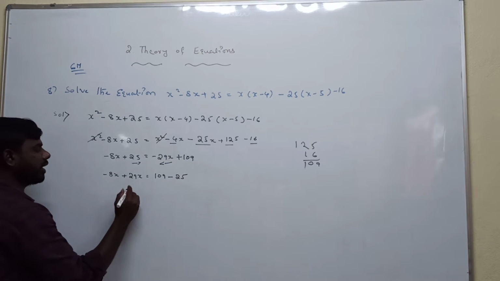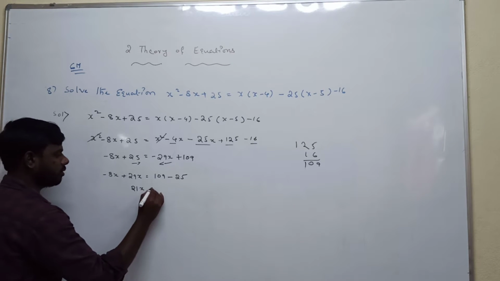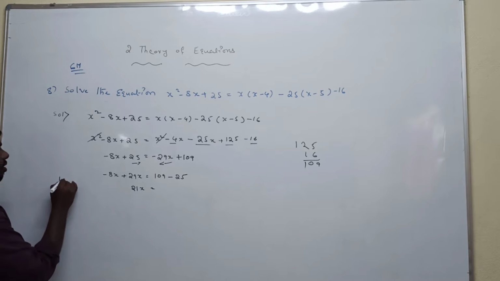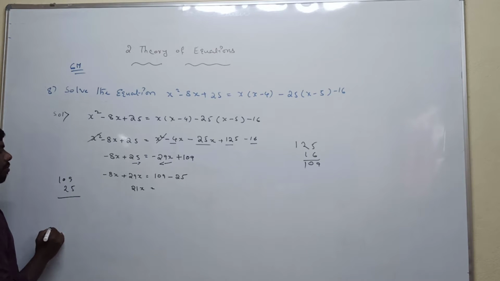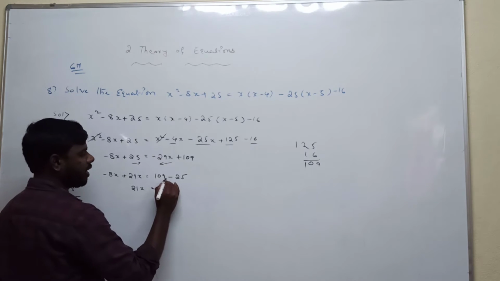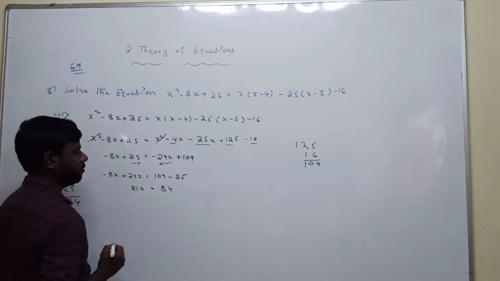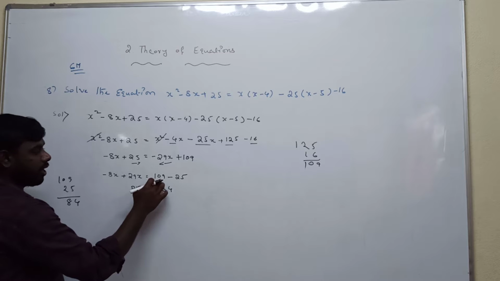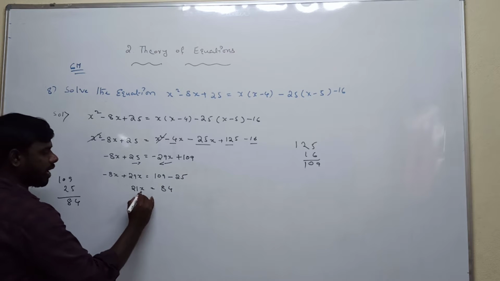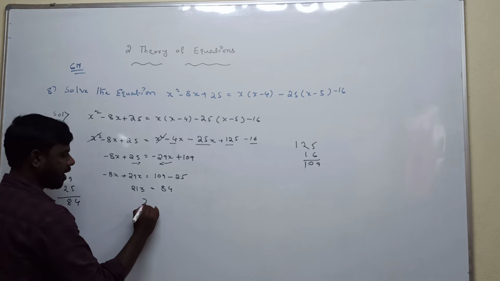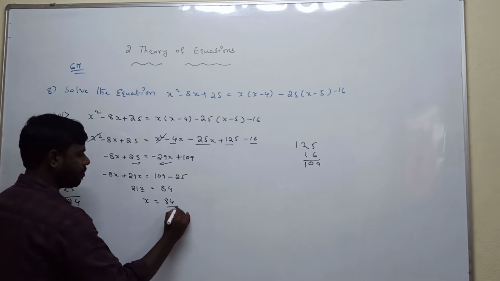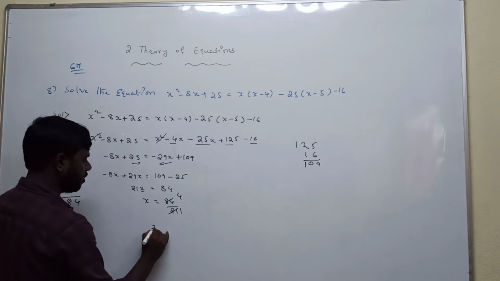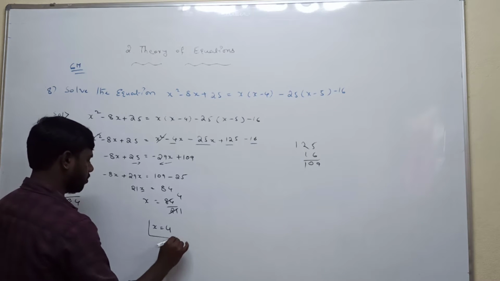Minus 8x plus 29x is plus 21x. On the right, 109 minus 25 is 84. So 21x is equal to 84 to calculate x. The 21 goes to the denominator: x is equal to 84 divided by 21. 21 times 4 is 84. So x is equal to 4.